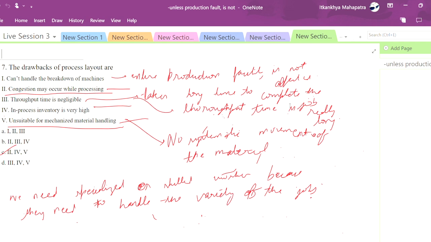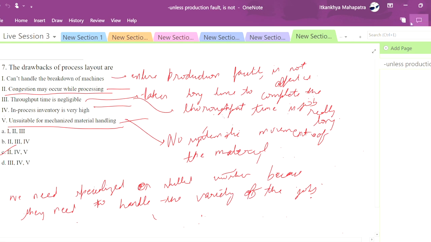That means there is no systematic movement of the material. We need specialized skilled workers because they need to handle a variety of jobs, and also throughput time in a job is very long. That is why in-process inventory is very high.